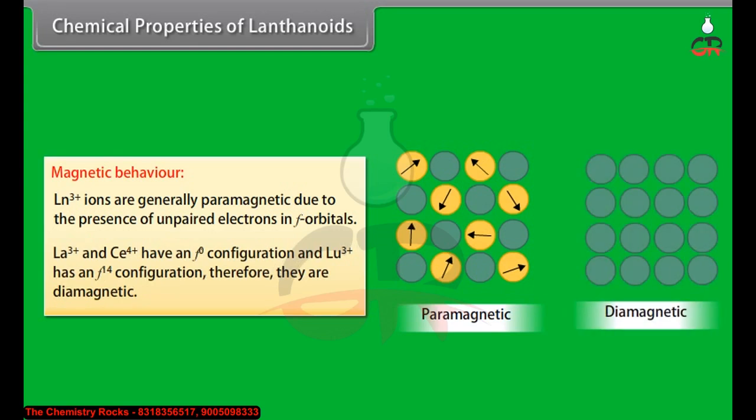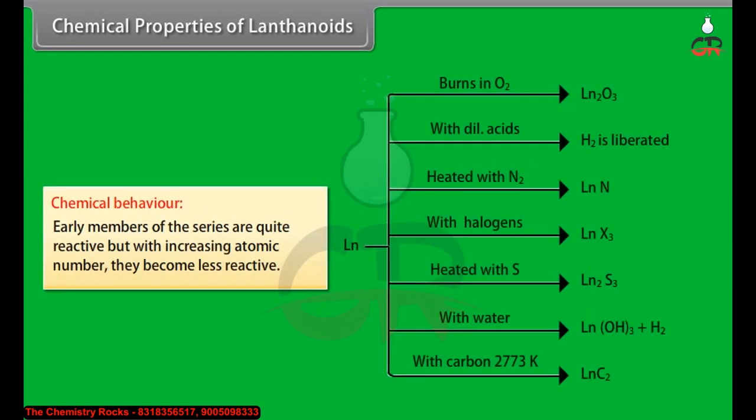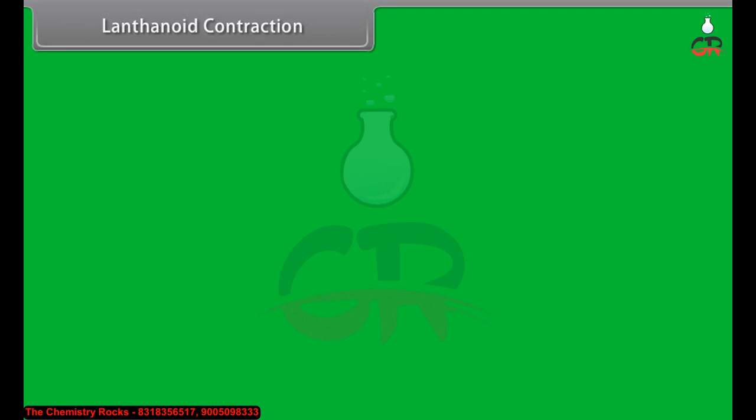La3+ and Ce4+ have an f0 configuration and Lu3+ has an f14 configuration, therefore they are diamagnetic. Chemical behavior. Early members of the series are quite reactive, similar to calcium, but with increasing atomic number, they behave more like aluminium.